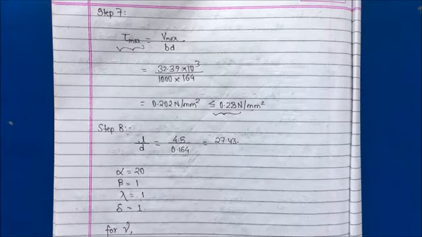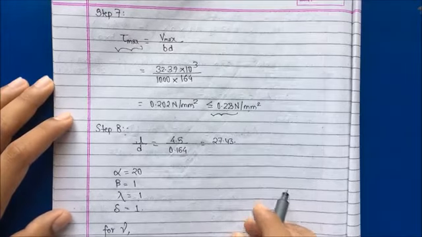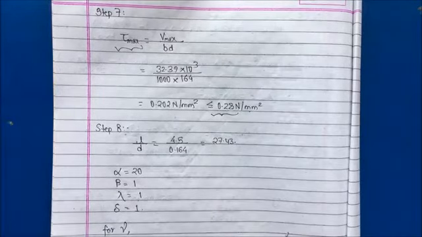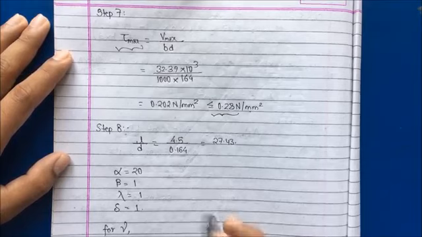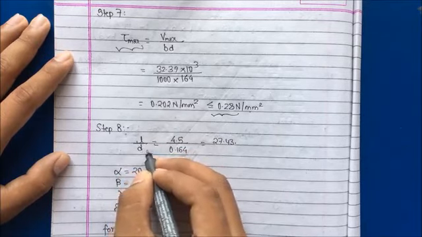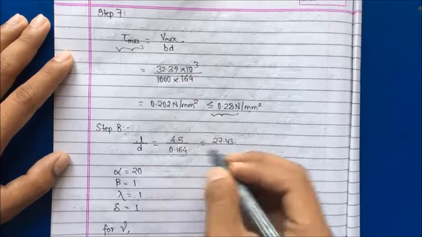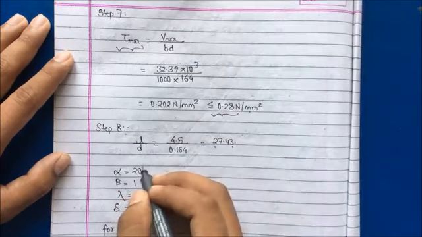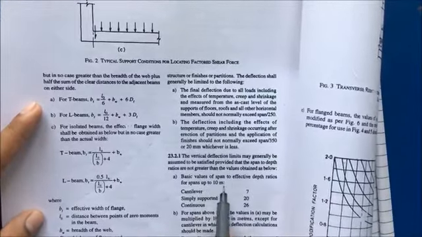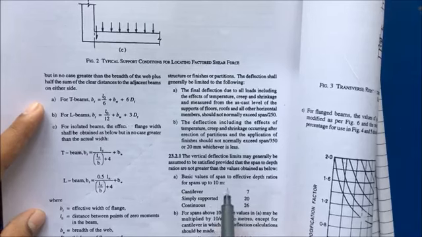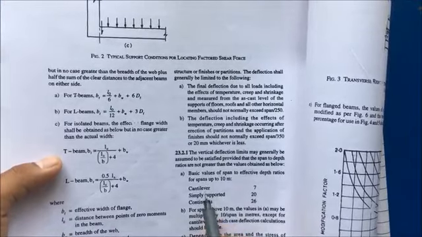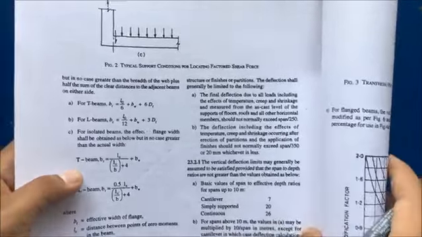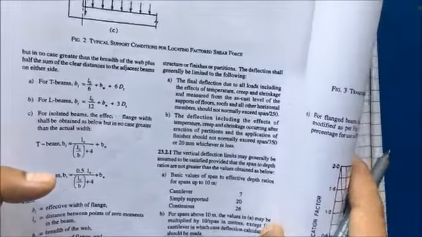Step 8 is to check the deflection criteria. For the deflection criteria, from the limit state of serviceability, L by d should be less than or equal to alpha, beta, gamma, lambda, delta. Let us find the ratio of length to depth, that is 4.5 divided by 0.164. This comes as 27.43. Similarly, for the value of alpha, the basic value of span to effective depth ratio for a span up to 10 meter, simply supported case, we will take this value as 20 because the span is less than 10 meter. So the value of alpha is taken as 20.